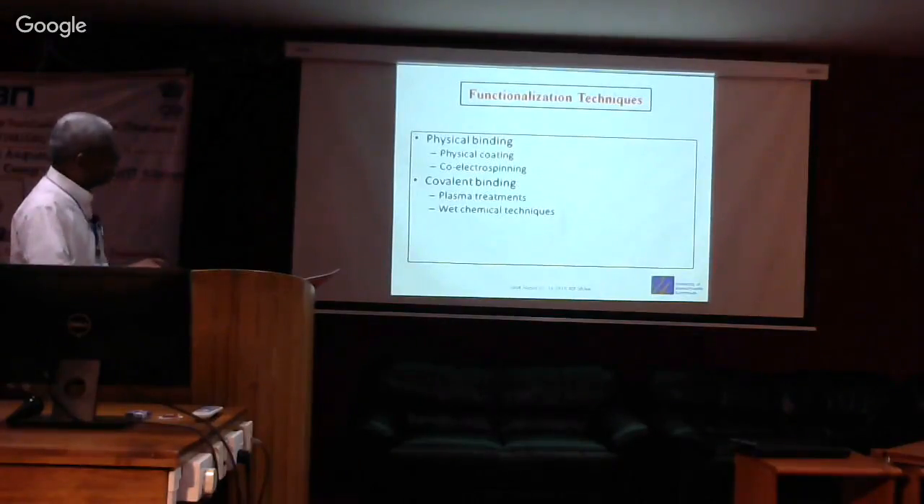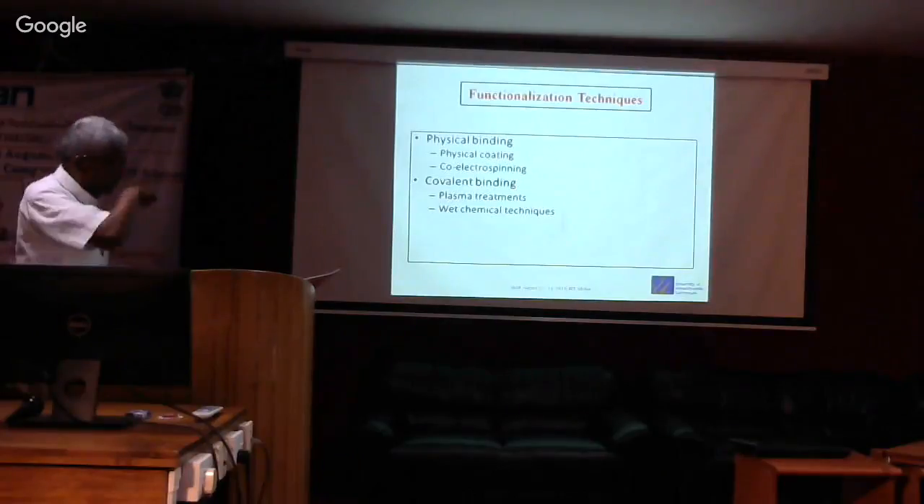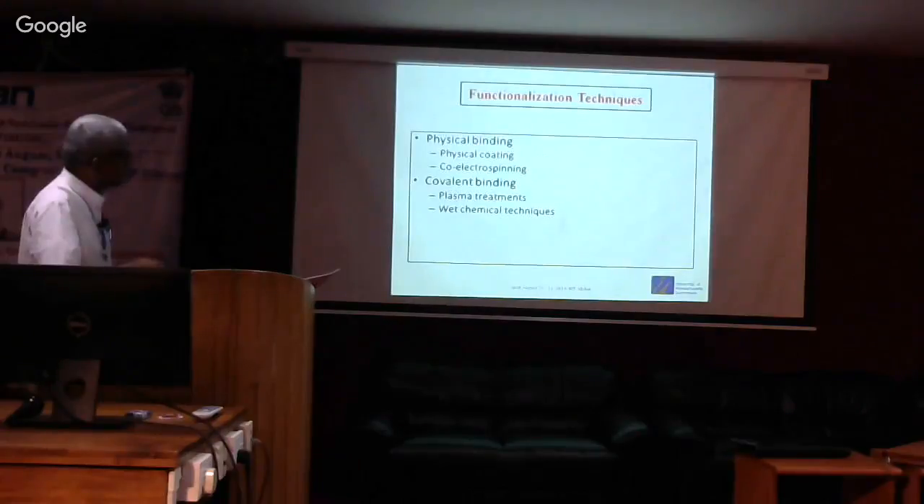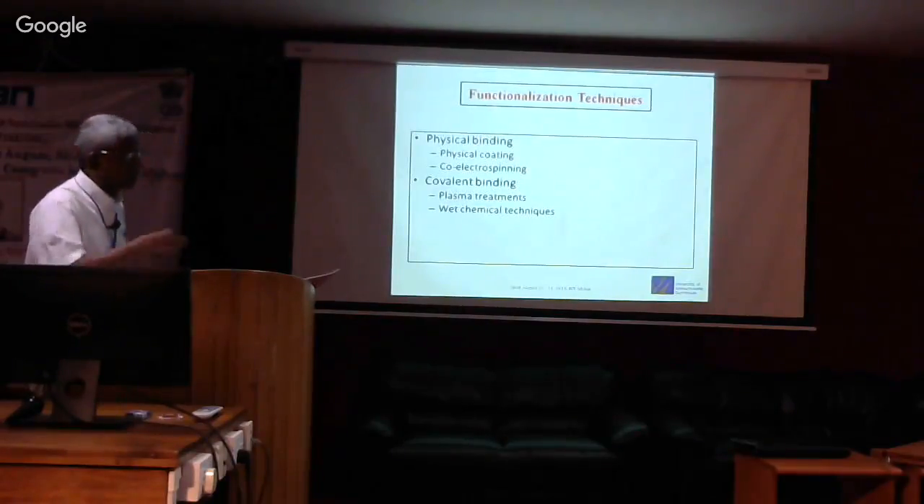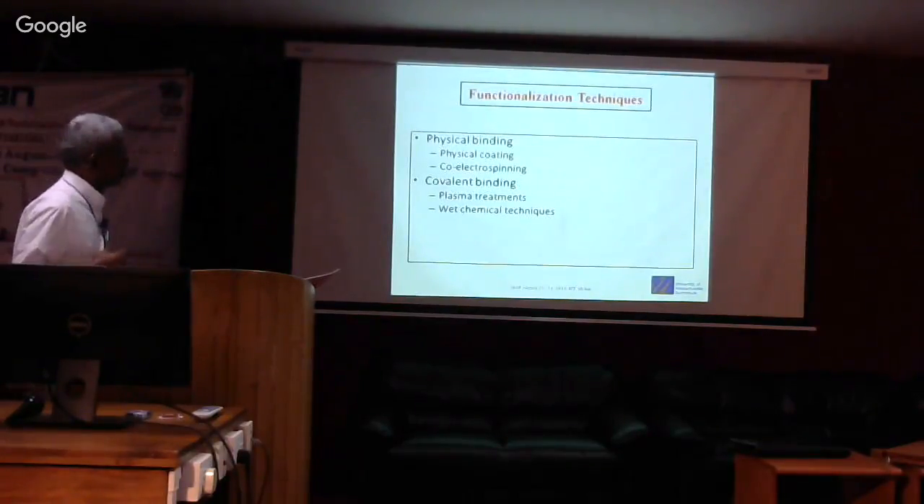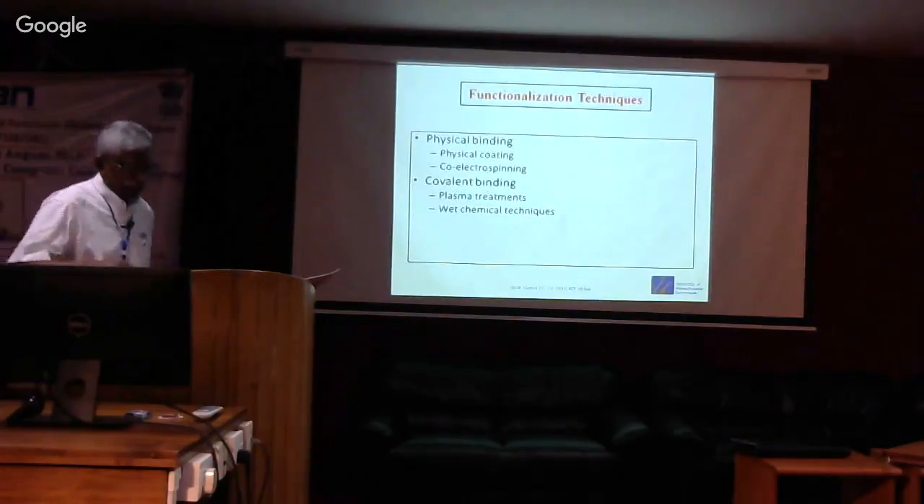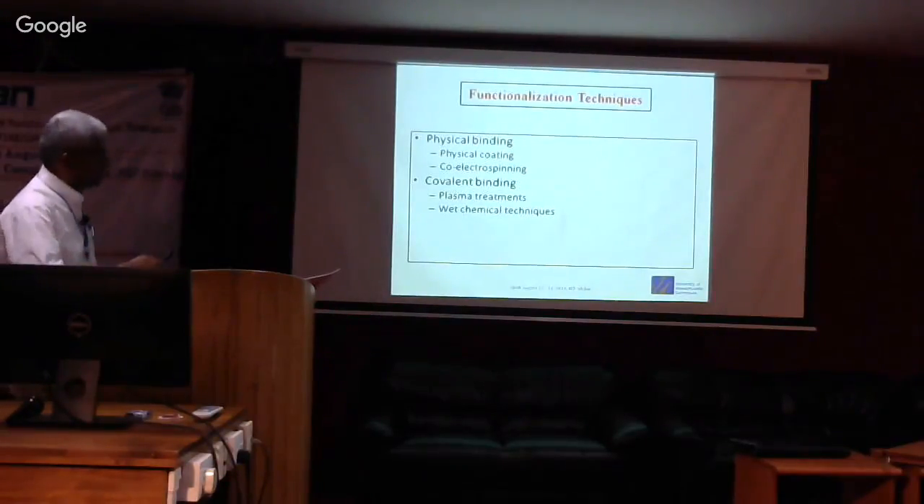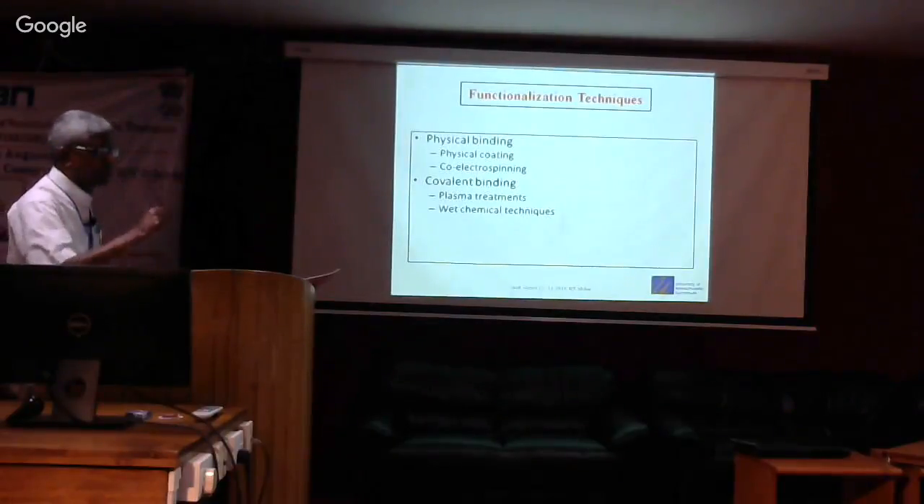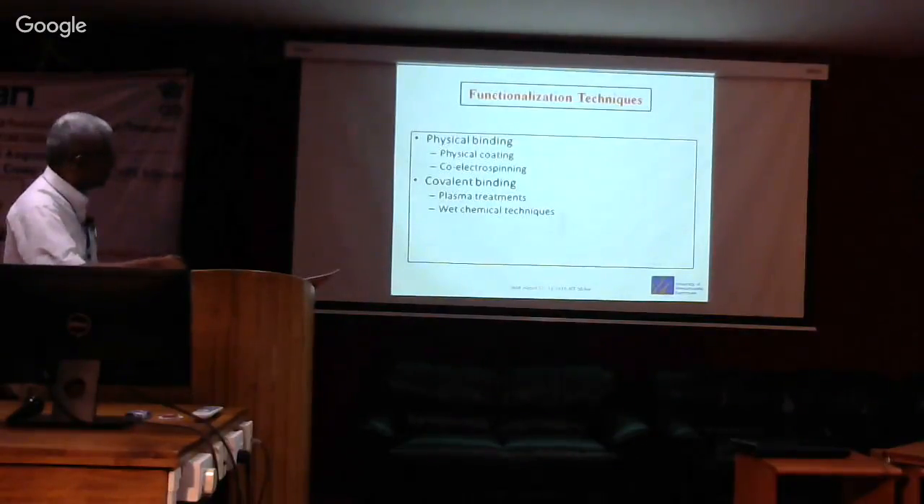And then you can do something which we have not done, but others have done. You can go in for much stronger binding. As you know, physical coating is a very weak coat. There is always a chance that this functional group would detach from the polymer. But if you do a plasma treatment, for example, then it would attach much more firmly. But we have not done these two. So I cannot speak of what would be the challenges with plasma treatment.